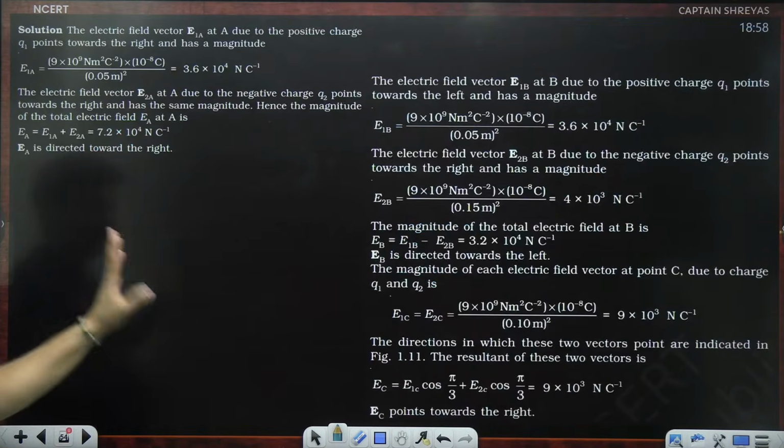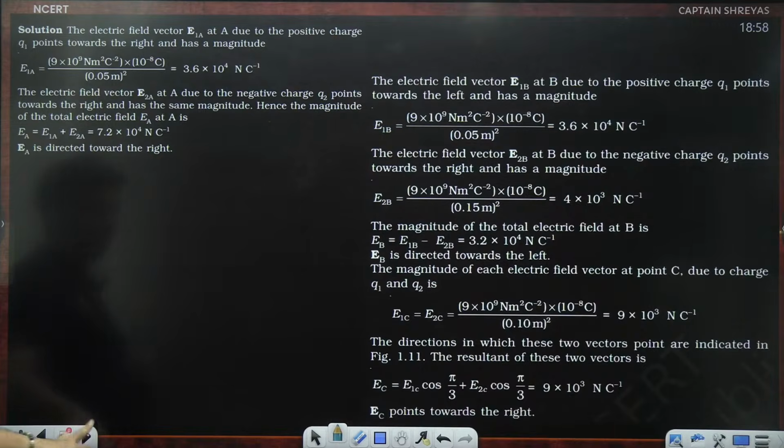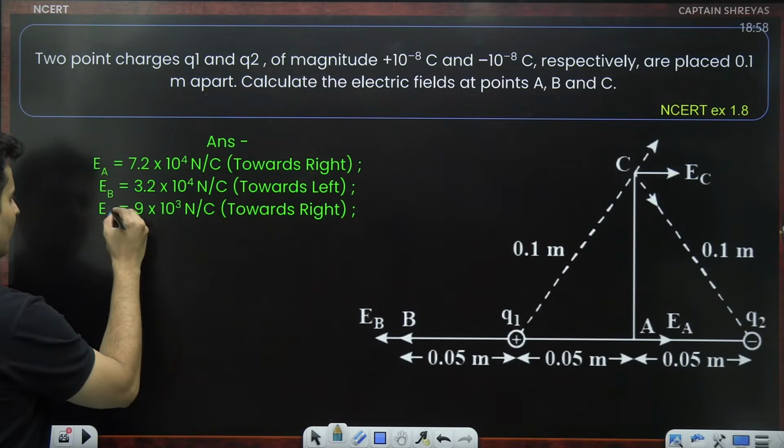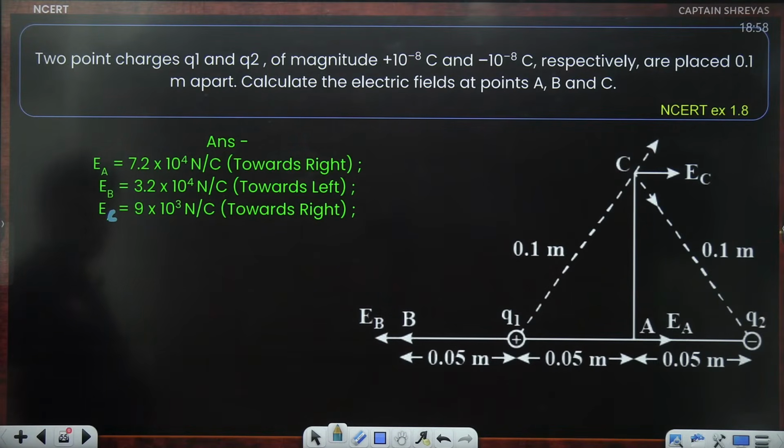That's what they have exactly done at all these places, and they have found out all the answers. EA, EB, and EC, I think this is. Okay, that's what they have done.